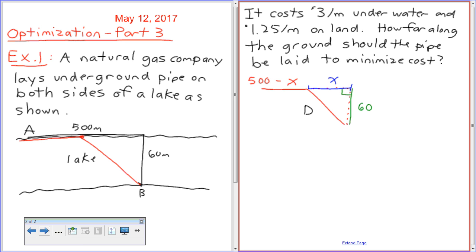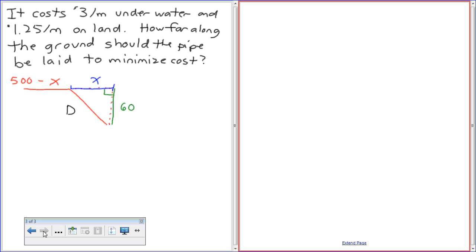So I'm going to go to the next page, and I'll put some costs in here. What's my equation for cost going to be? For the horizontal distance, how much is that going to cost per meter? 1.25. So it's going to be 1.25 times 500 minus x plus 3D.